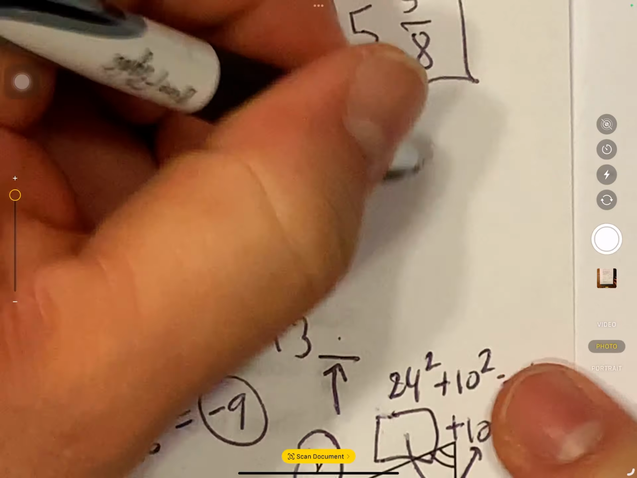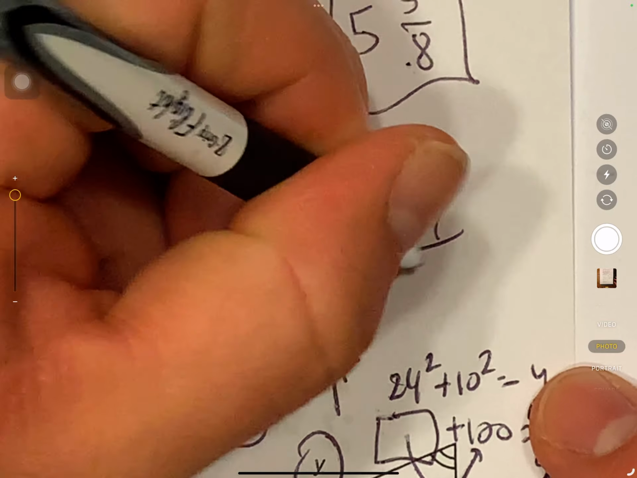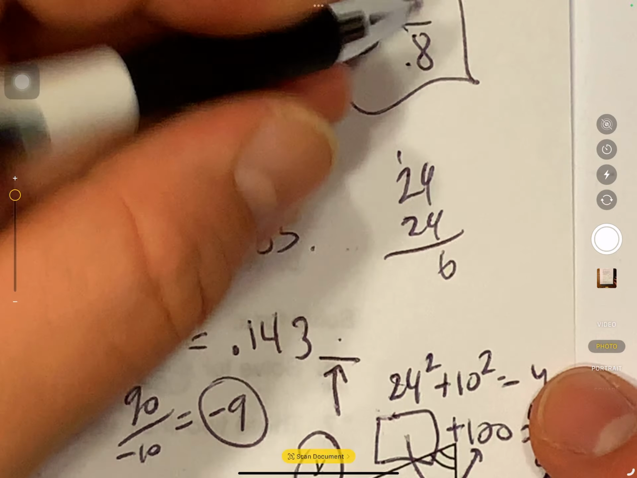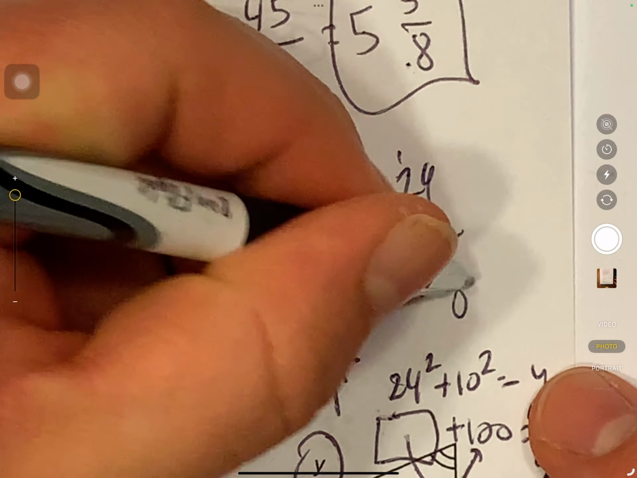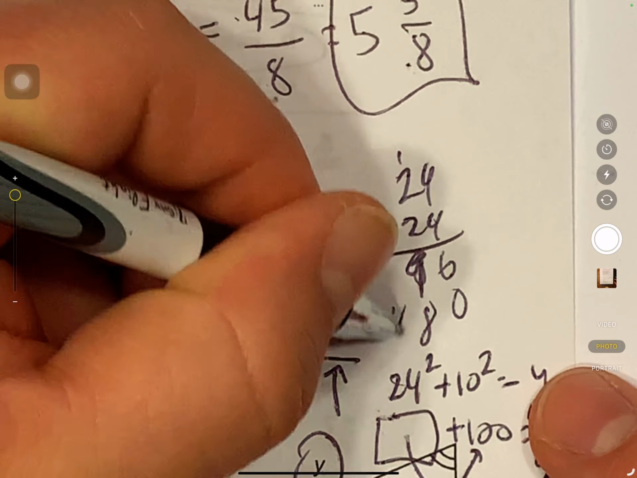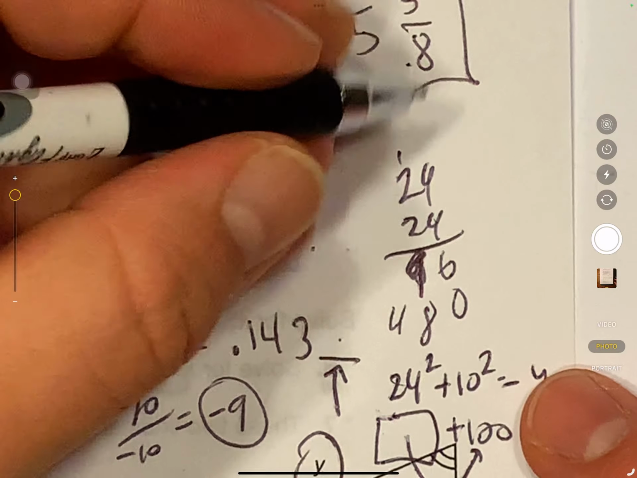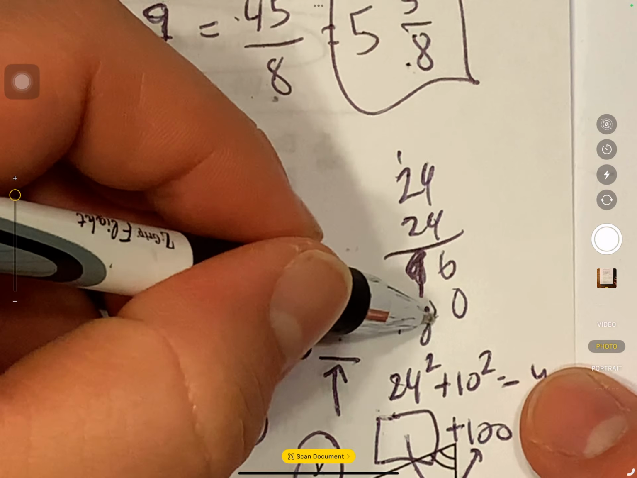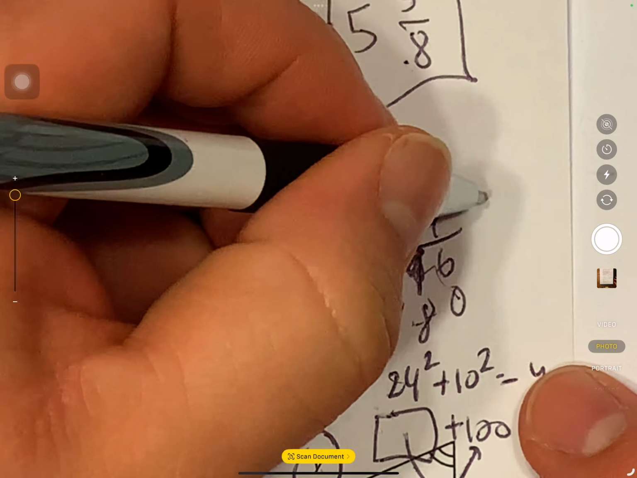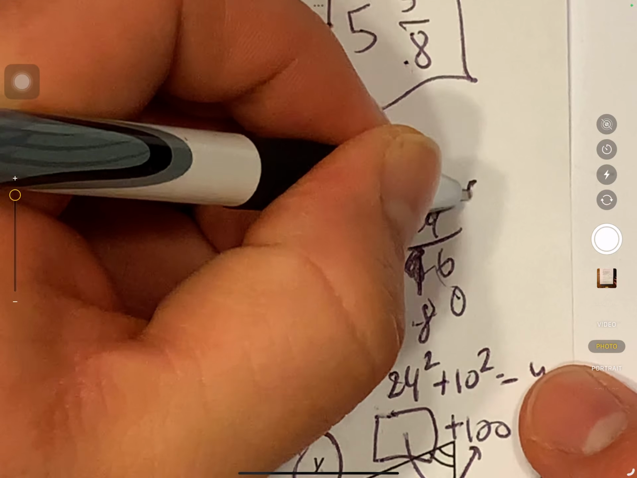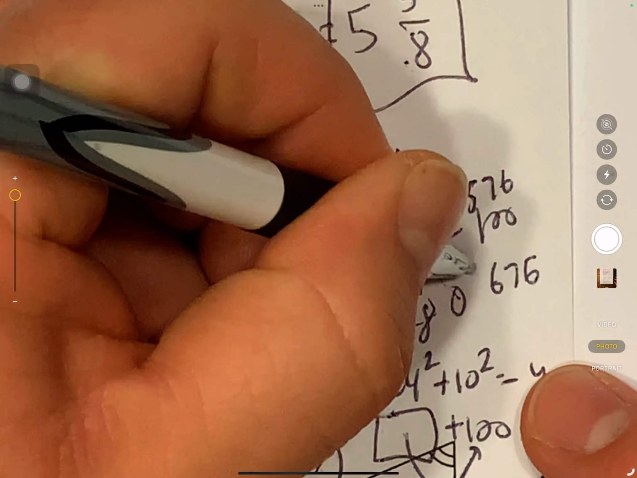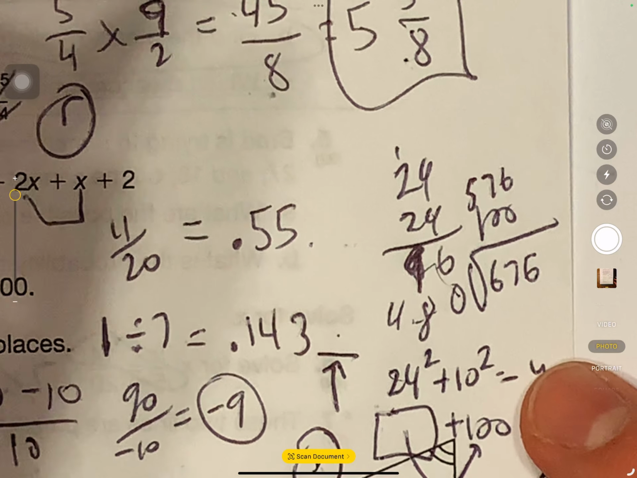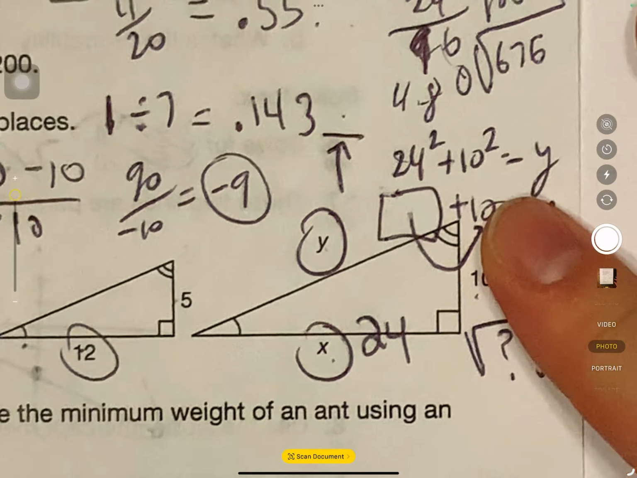Okay, just because I'm curious. 24 times 24: 4 times 4 is 16, carry the 1, 4 times 2 is 8, plus 1 is 9, and then 0, and then 8, and then 4, and then add up, 96. And this is 576. 576 plus 100 is 676. What is the square root of 676? And that'll be what y is.